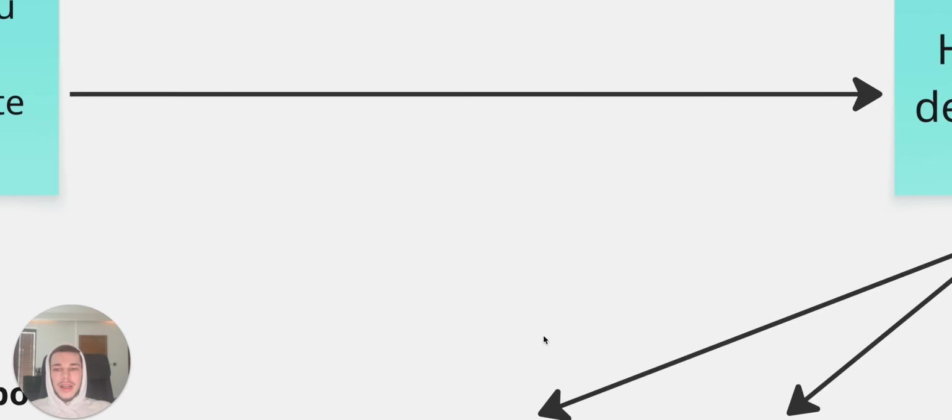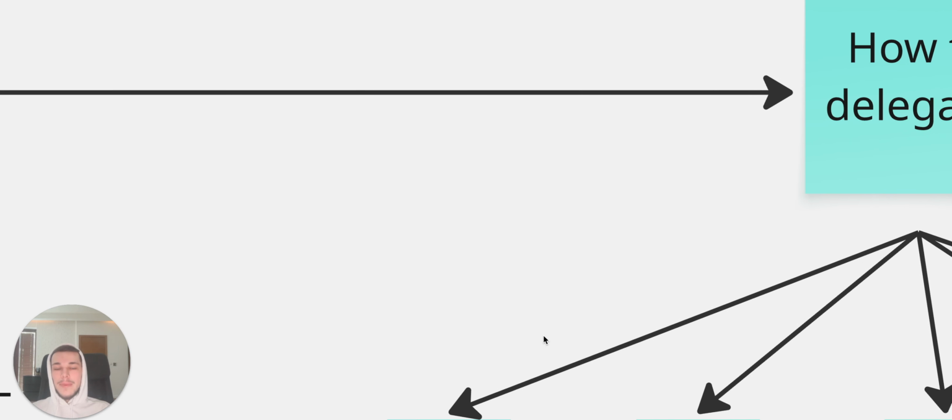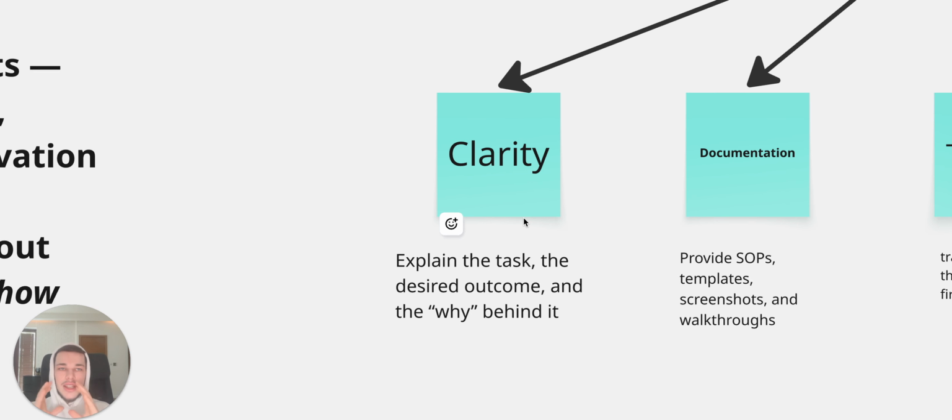So I'll just quickly tell you how to delegate. What is actually needed in the common steps? What are the actual action steps for your agency in order to delegate the right way? First of all, we're going to start with clarity. Meaning, explain the exact task they have to do, what outcome you want out of it, what result they have to achieve, and why it is important.